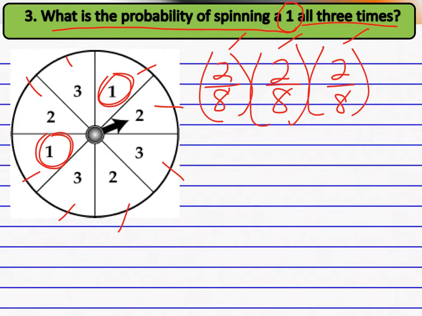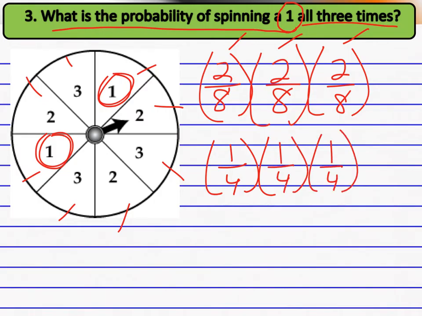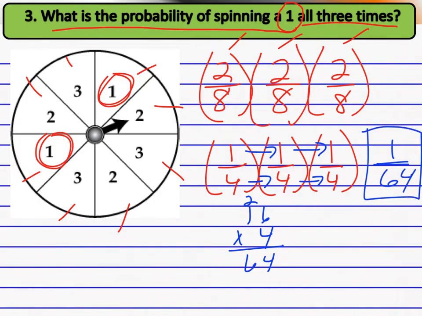In order to solve, remember to simplify. 1/4 times 1/4 times 1/4. Now multiplication is done straight across. So 1 times 1 is 1, times 1 is 1 again. So that's 1 on top. 4 times 4 is 16. 16 times 4, if you need to remember 16 times 4, you do the math, and that is 64. So that is a 1 in 64 chance of spinning a 1 3 times.